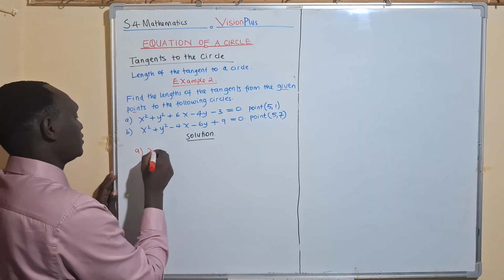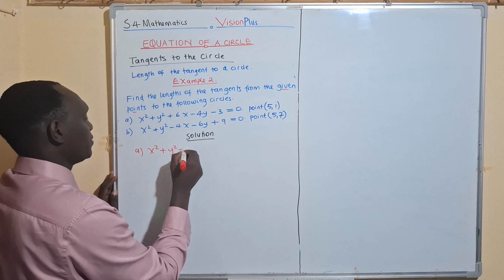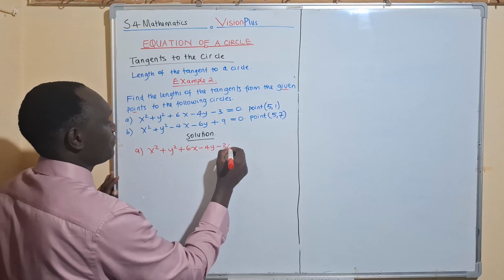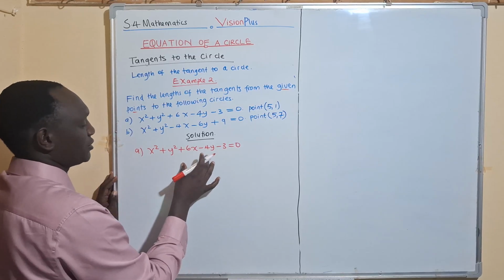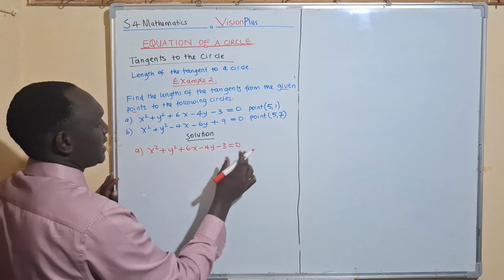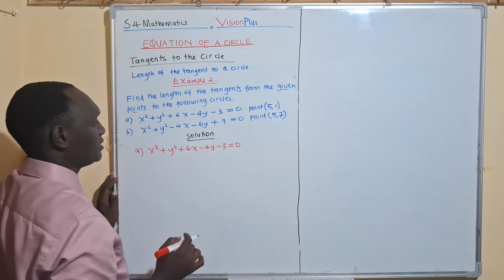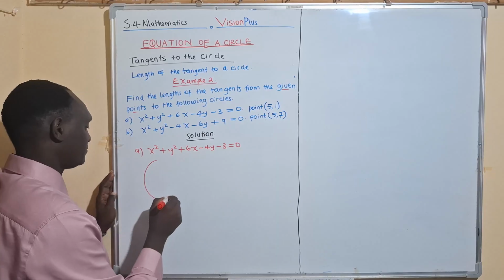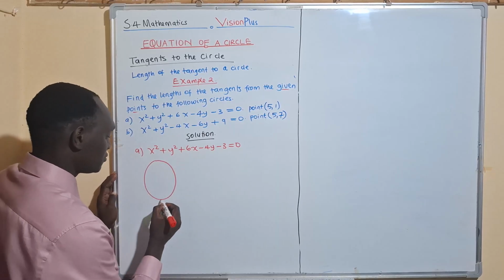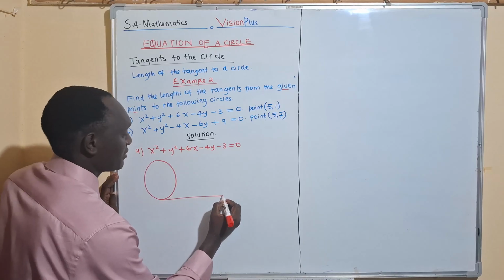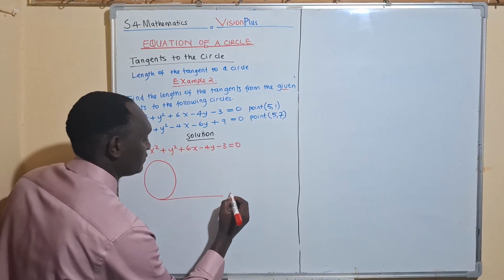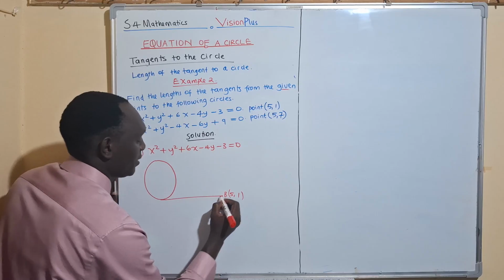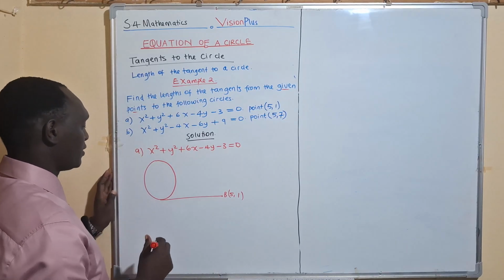So part A, we are given the equation x squared plus y squared plus 6x minus 4y minus 3 equals 0. This is the equation of the circle, and the tangent is coming from the point (5, 1). So let us draw the circle, and then we draw the tangent which is coming from point (5, 1). I'm going to call this point B, where the tangent is coming, to make our calculation easier.